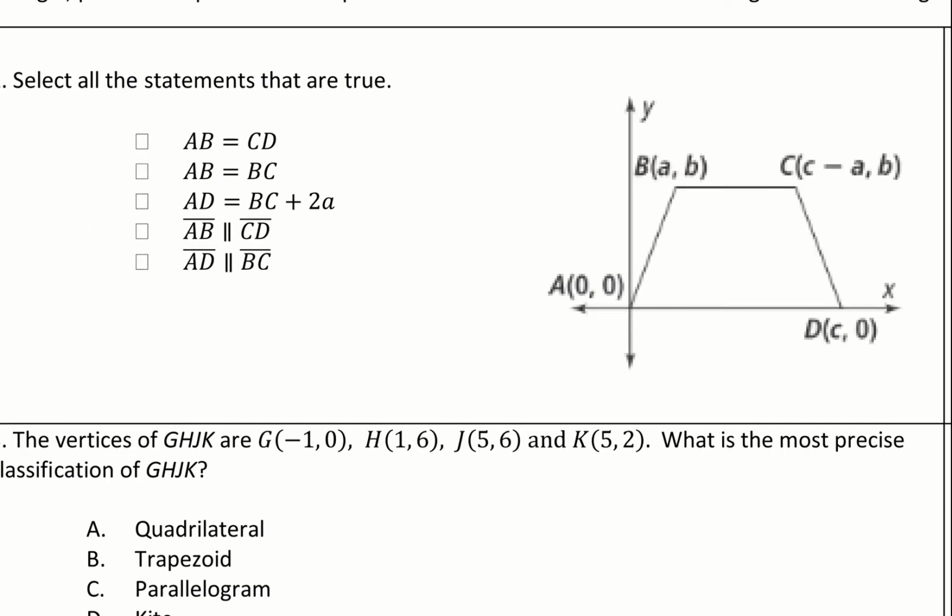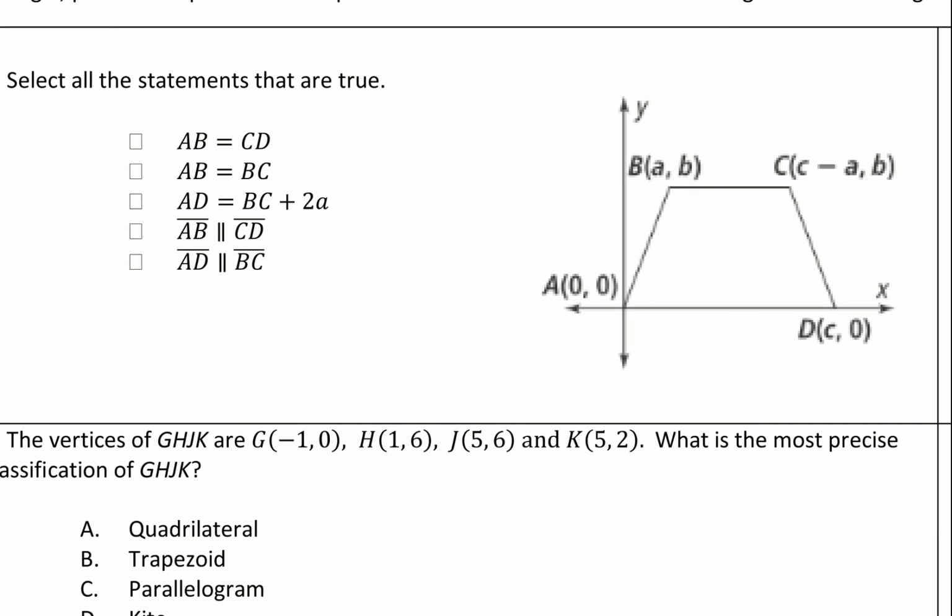Okay, so let's tackle the first question. The first question is somewhat involved because we need to do a bunch of calculations here. We want to select to see which one is true. Now, in order to prove that these are true, you need to actually do the calculation. So let's calculate AB, CD, BC, AD, and so on. Let's calculate all of those and see what we get. And let's calculate the slopes as well, because we're going to need to know the slopes of each of these.